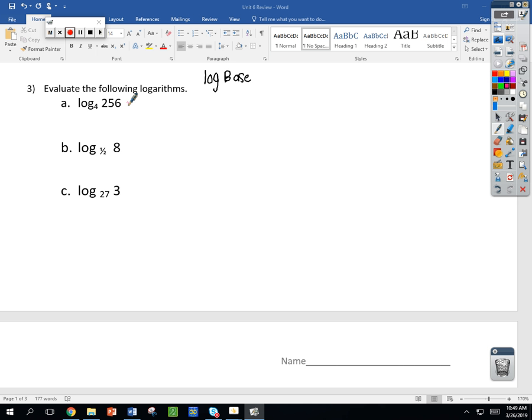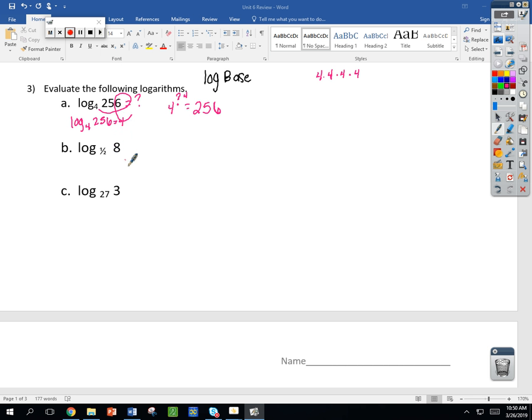So what you're doing is you're trying to figure out what this is equal to. So you're trying to figure out 4 to what power is 256. Basically you're asking yourself how many times does 4 have to be multiplied by itself to get 256. So I multiplied 4 times 4, which is 16, times 4, which gave me 64, times 4, which gave me 256. So 4 to the 4th power is equal to that. So the answer to log base 4 of 256 is 4.